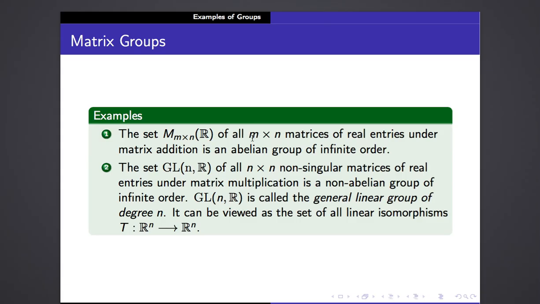This m by n means these are the matrices with m rows and n columns. So m is the number of rows and n is the number of columns.